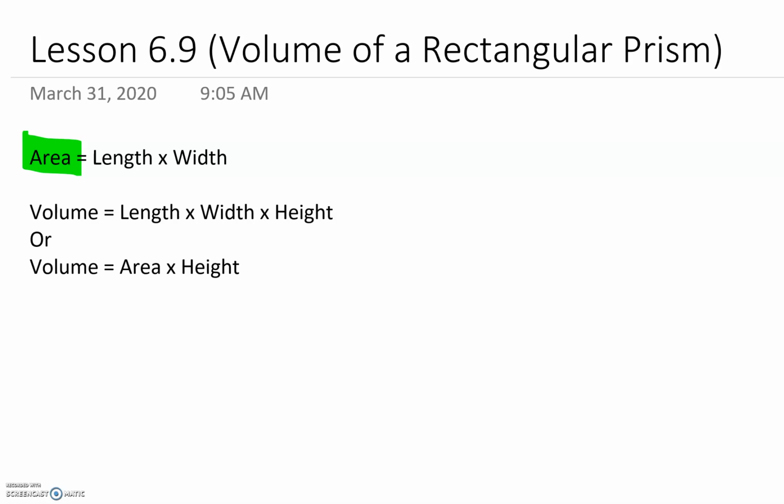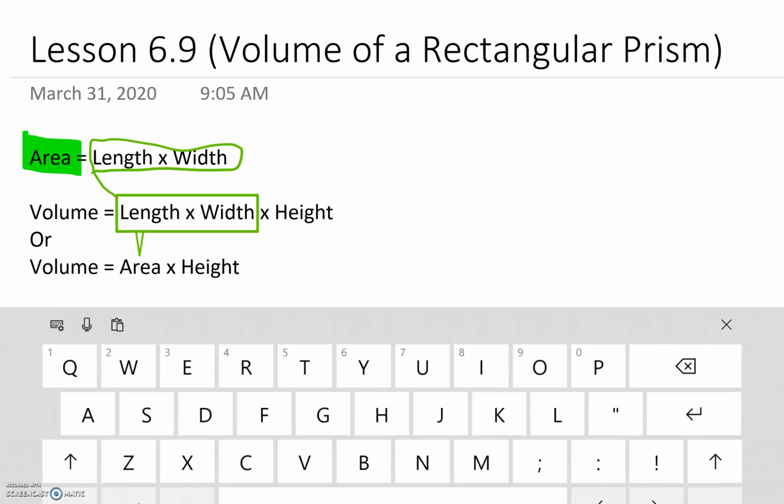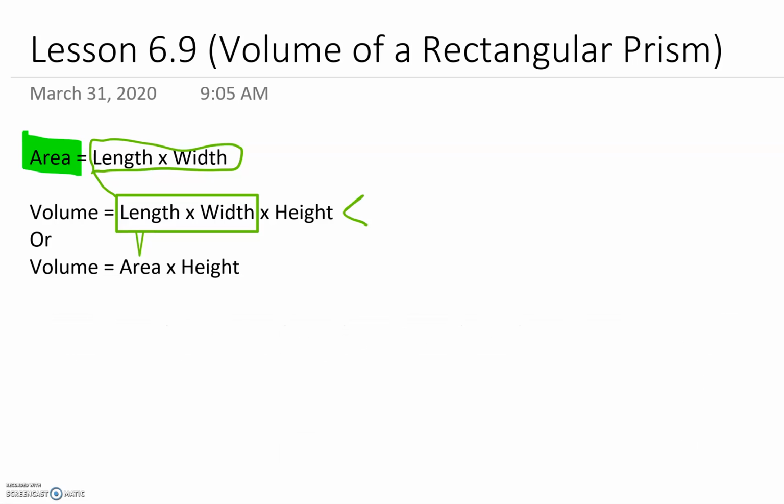So when we tell you that volume equals length times width times height, that also means that the length and width, since that is the same as this length and width, we can actually just change it to area. So that means that area times height equals volume. So either one of these formulas is perfectly fine. The one we normally use is this first one here. So keep that in mind.